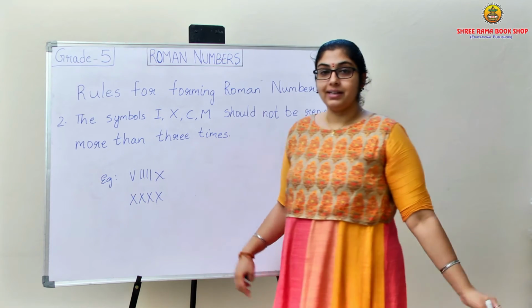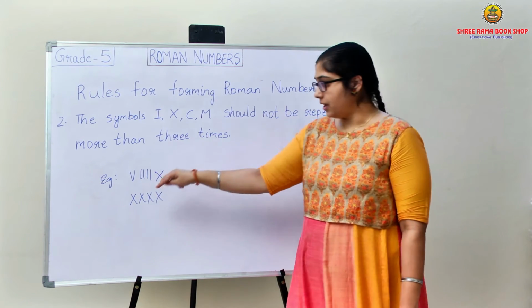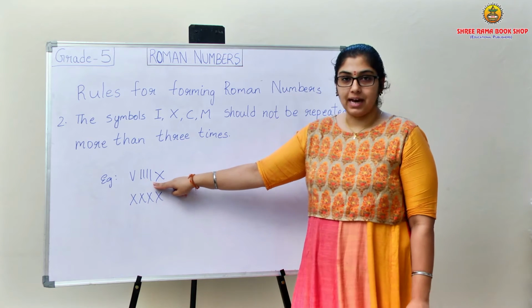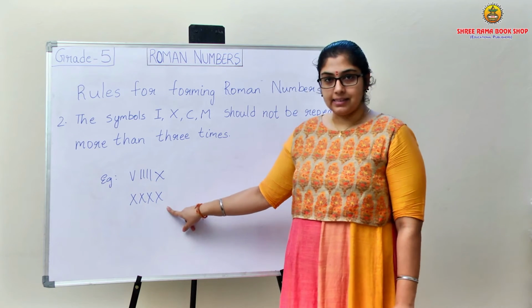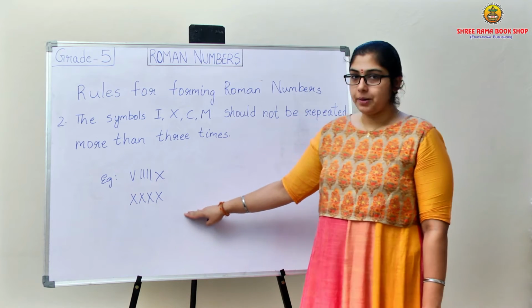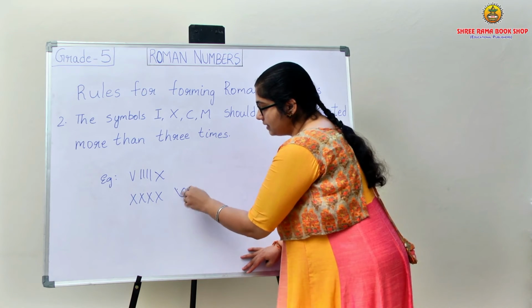You cannot repeat the symbol I more than 3 times according to this rule, right? Here we have 4 times I. You cannot do it. And the next one, X, X, X, X. Here I cannot repeat the symbol X also more than 3 times. So this is also wrong.